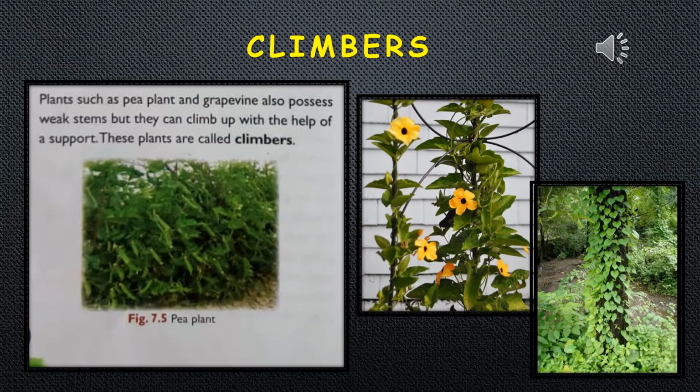Topic is climbers. We have seen some of the climbers outside. Climbers are weak-stemmed plants that derive support from climbing up other trees and other tall objects. Many of them are vines whose stems twine around trees and branches. They use a special structure called tendrils to climb up. Keep in mind the name: tendrils. For example, ivy, sweet pea, cucumber, and money plant are some of the examples of climbers.